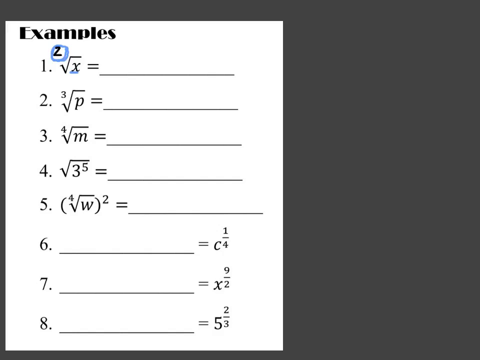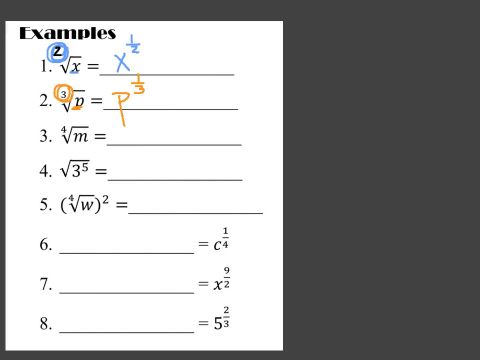So if I want to change this to be an exponent instead of being a radical, all I need to do is keep the radicand, which is going to become my new base, and my index is going to become my fractional exponent. So I'm going to make it 1/2. My index was 2, so I'm putting that on the bottom of my fraction, and then I just keep the 1 on top. Now, if I look at question number 2, my radicand was p, so that becomes my new base, and my index becomes my fractional exponent, so this is going to be 1/3.